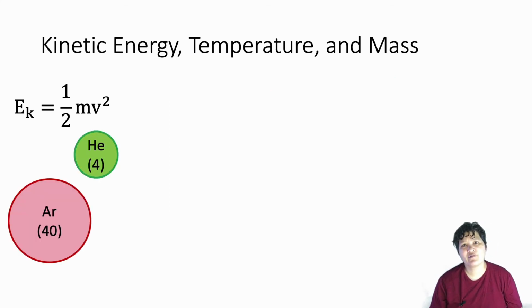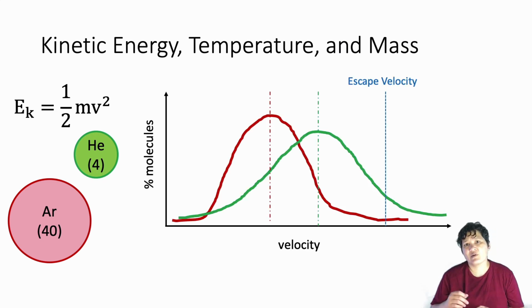Now let's look at one more facet of kinetic energy, which is the relationship to mass. You see, even though two particles have the same kinetic energy, if they have different masses, they will have different velocities. And so if we think about this graph not as two curves relating to two different temperatures, but rather as two different types of gas molecules at the same temperature, we will see that the lighter gas, helium in this particular example, will have a higher fraction of molecules above escape velocity.